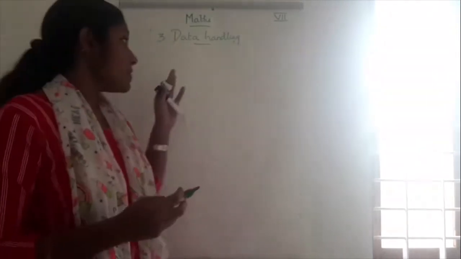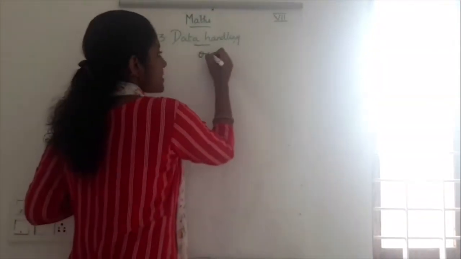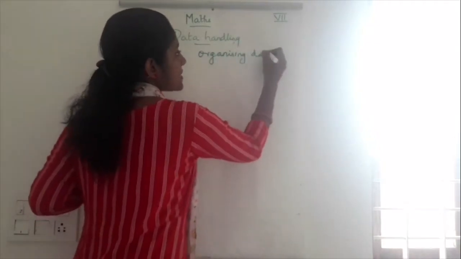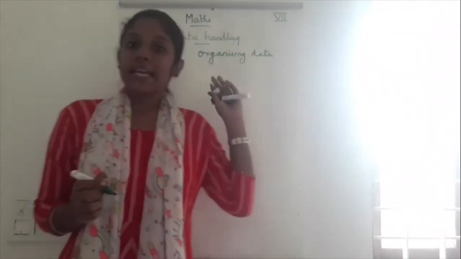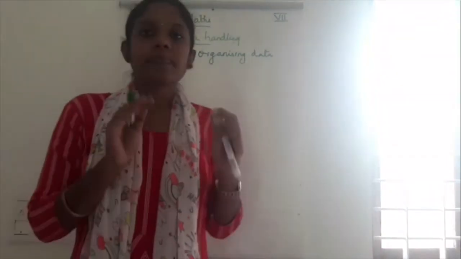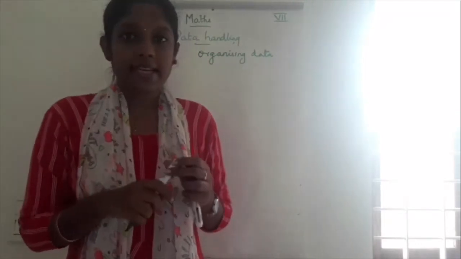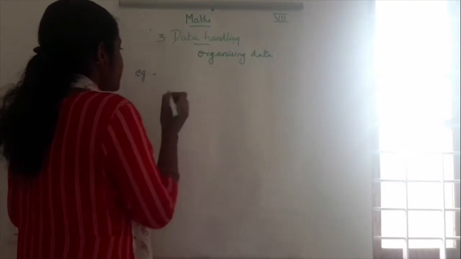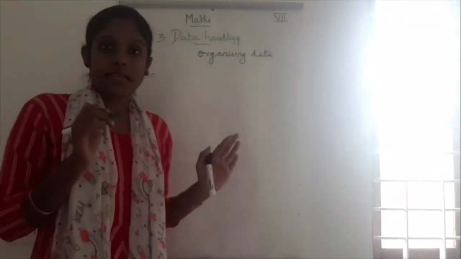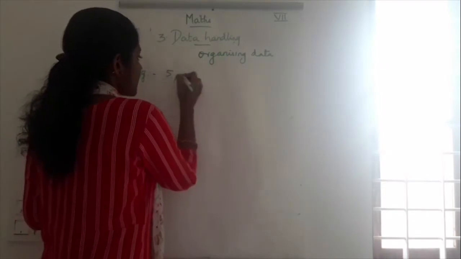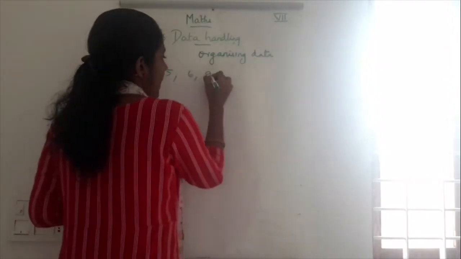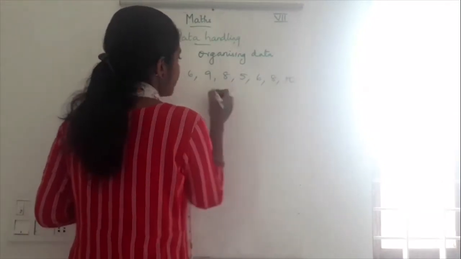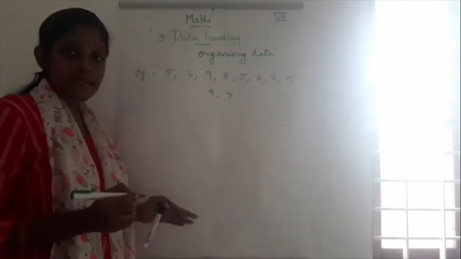Okay, children. Data handling can also be said to be organizing data. I am going to show you how to organize or handle data in one way. This is one way to handle data, that is, by making a table. For example, the marks of students out of 10 are given. I am going to write the marks of students: 5, 6, 9, 8, 5, 6, 8, 10, 9 and 4. These are the marks obtained by the students.